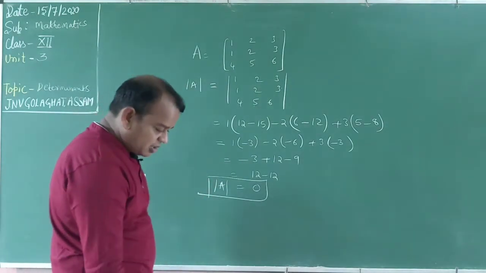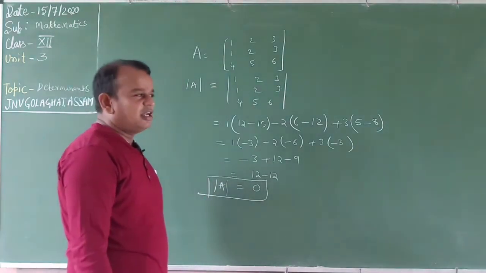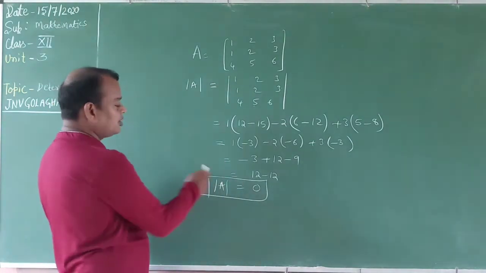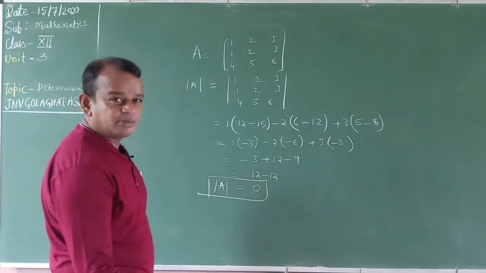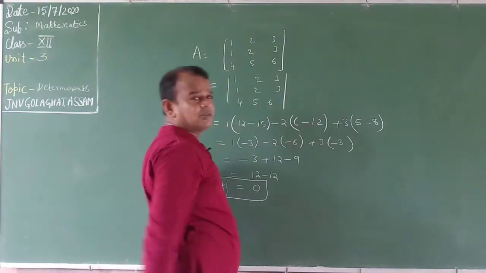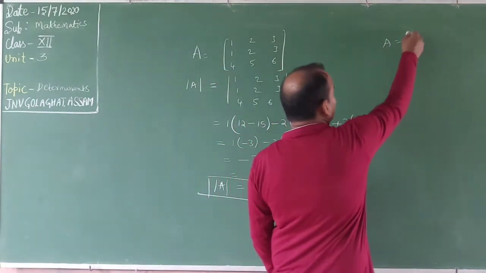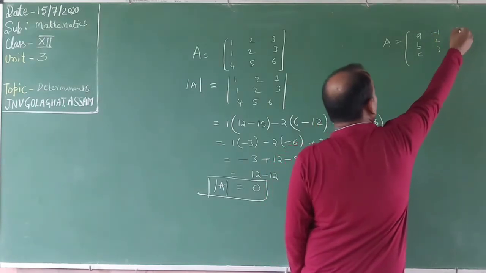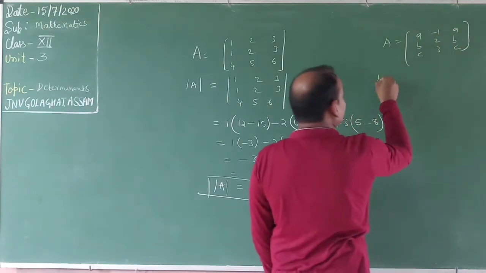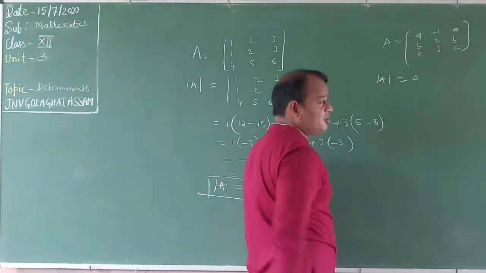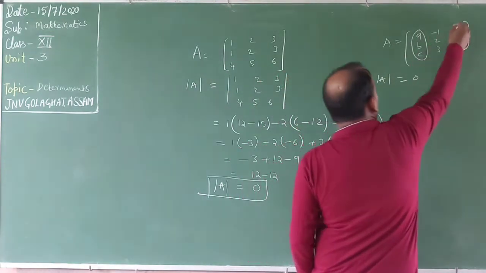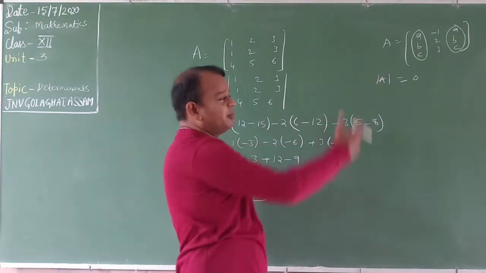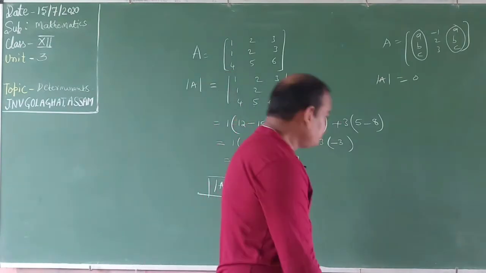This is one of the properties. In any square matrix, if any two rows or columns are equal, then the determinant of the matrix must be equal to 0. For suppose, you can observe that A is equal to a, b, c, minus 1, 2, 3, a, b, c. What is the determinant of A? Determinant of A must be equal to 0. Why? Because in this one, the first column and third column are equal. That's why the determinant must be equal to 0.